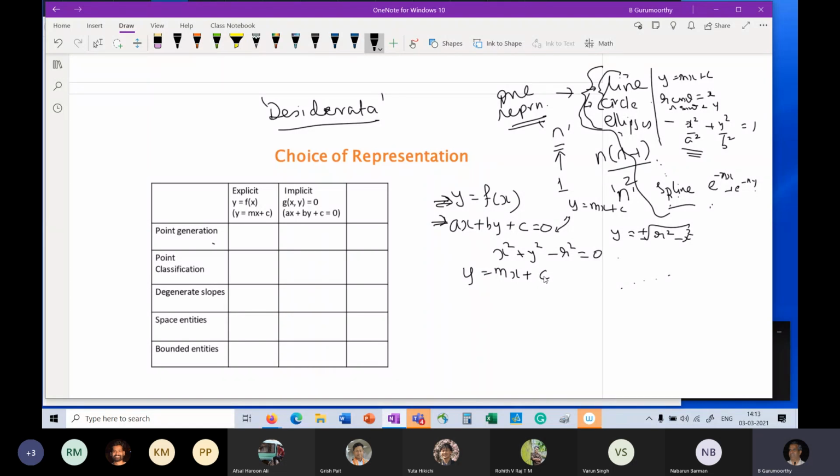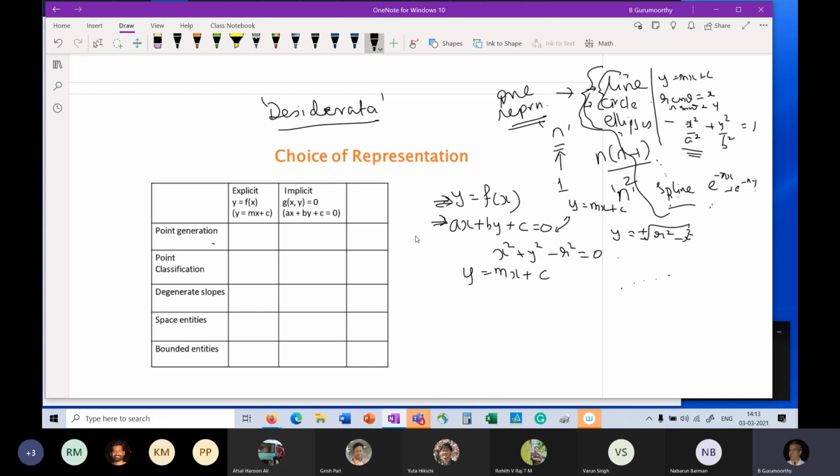Okay. So let me ask you this question. You have these two representations in front of you for the line, y equals mx plus c, and ax plus by plus c equals 0. Now, if you were asked to write a program to generate points on the line, which of these two representations would you prefer to use?